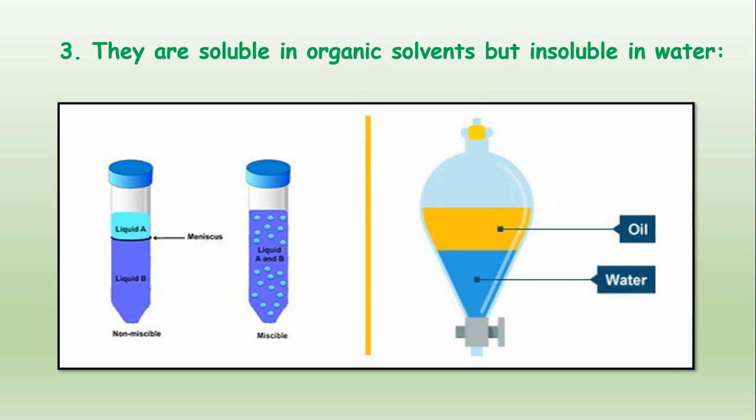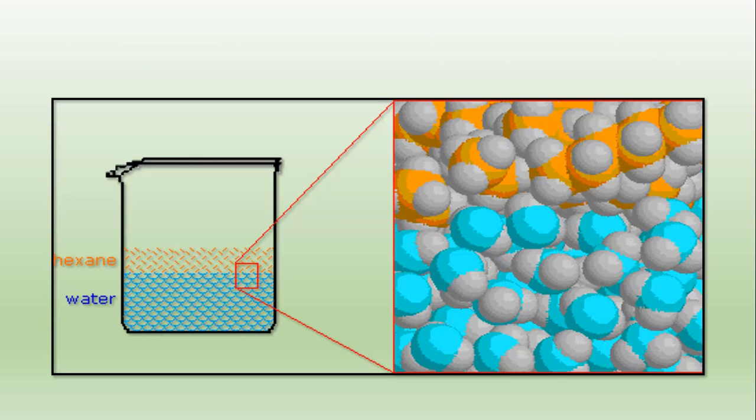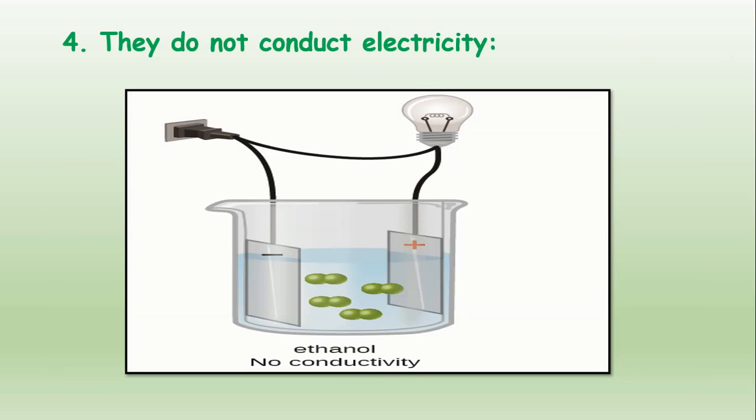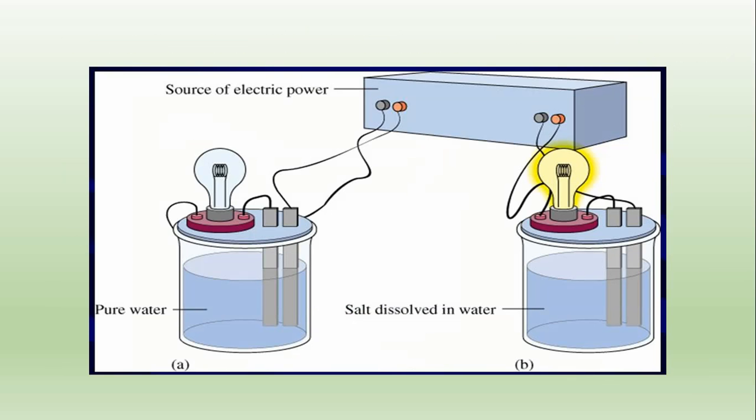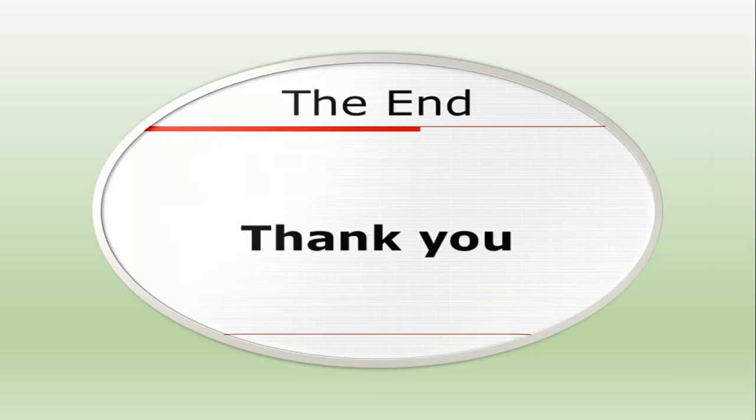Then they are soluble in organic solvents but insoluble in water. Look here, these compounds may dissolve in this diagram, but they are not dissolved in water. Like oil, it is insoluble in water. Now look at this one, hexane, an organic compound with covalent characteristics. It is insoluble in water. Now they do not conduct electricity, as I told you, because they have no free ions. That is the reason they will not conduct electricity, like ethanol. The last one is also related to this.